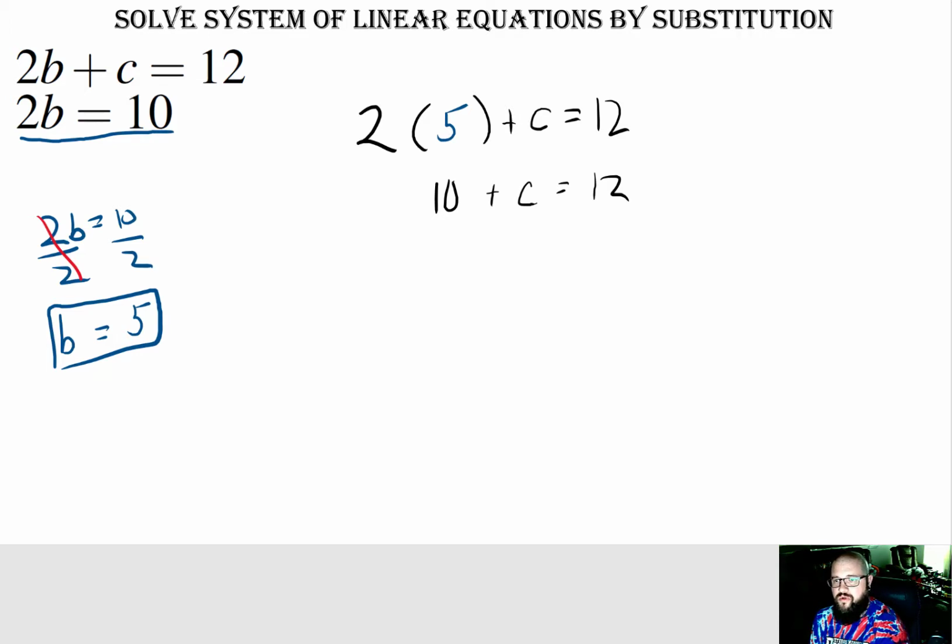And then let's do the next part, which is to get rid of the 10 on this side. We have a plus 10 on the left, so we need to subtract to get rid of it. And what we do to one side, we do to the other, so we subtract 10 from the right-hand side of the equal sign as well. 10 minus 10 goes away, and we're left with c, and 12 minus 10 is 2.